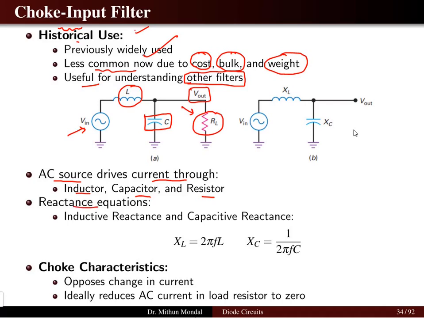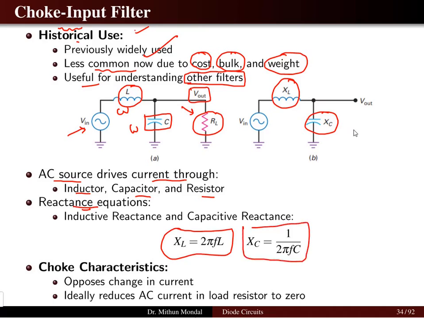For the reactance equations, the inductor and capacitor are both frequency dependent. Inductive reactance is given by omega L, which is equal to 2 pi f times the inductor value, and the capacitive reactance is given by 1 by omega C. So capacitive reactance is 1 by omega C, where omega is 2 pi f.